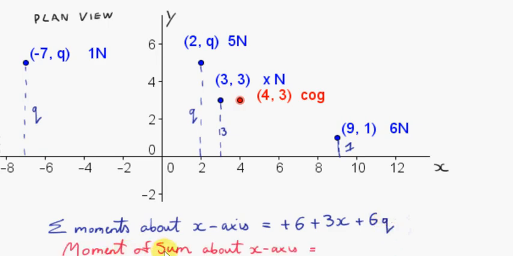Now we get the moment of the resultant, or sum of the forces about the x-axis. So first of all we need the sum of the forces, or the resultant.